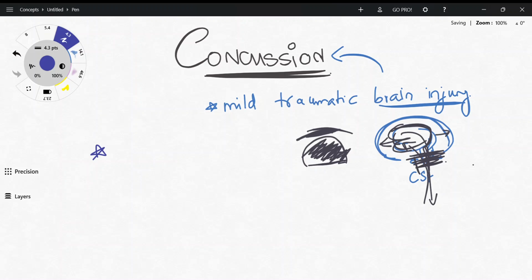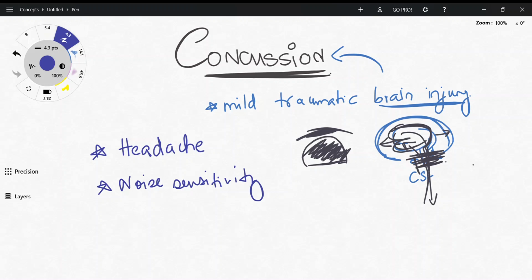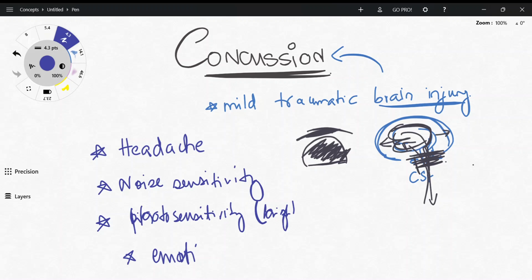Now, how does a concussion present, right? So the patient, first of all, the biggest one is headache, right? And they're going to have noise sensitivity. They're just like, oh, shut up, you're giving me a headache. And then they could have light sensitivity, photosensitivity. They find that everything is just too bright, right? And then they could have emotional lability, they could be irritable, they can have behavioral issues and such.